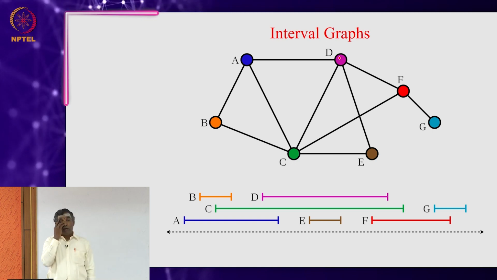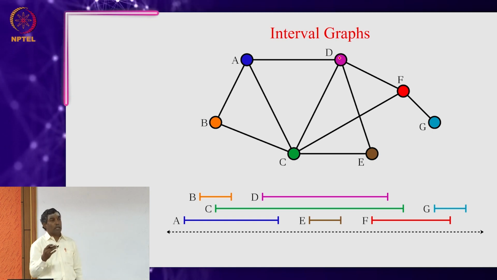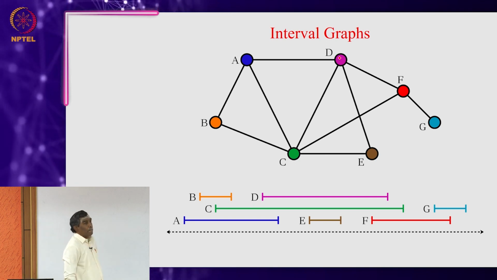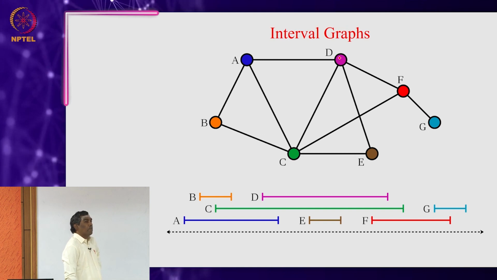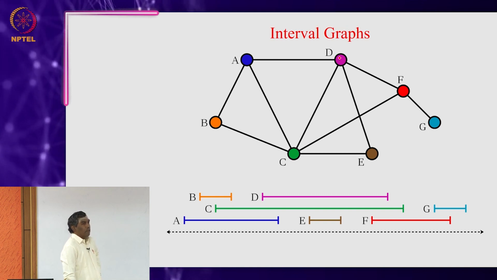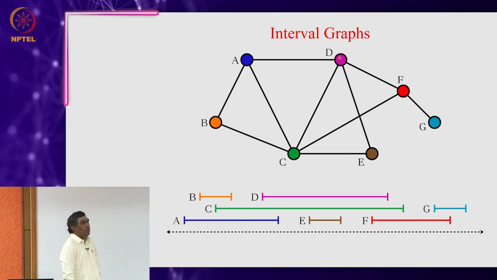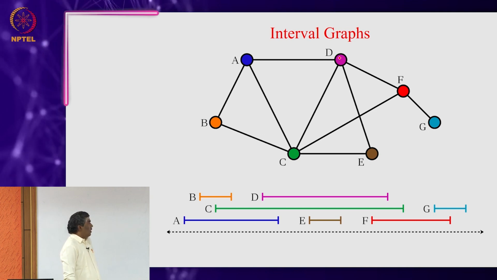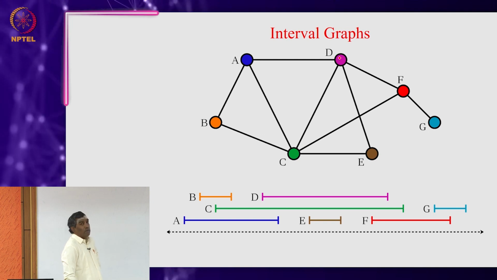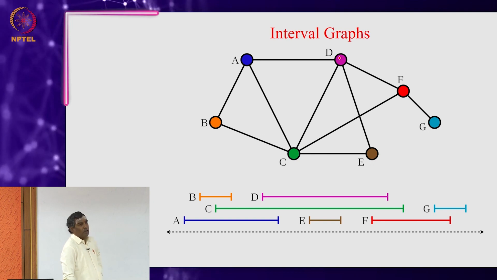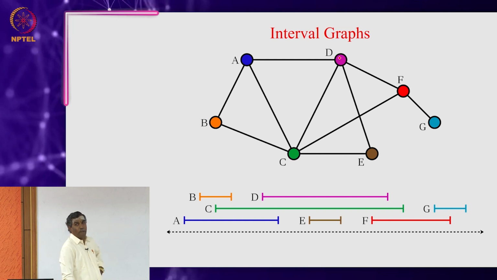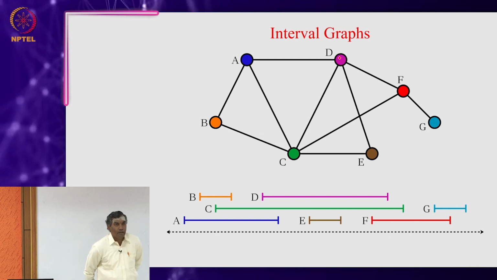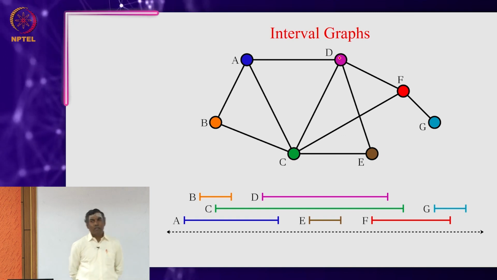Now I am interested in finding the max clique or the clique number. Can you guess what the clique number is in this graph? Clique number. It's a graph with 7 vertices. Am I correct? Can I have a K7 inside, a complete graph on 7 vertices? Yes? No. Okay. Is K5 inside?